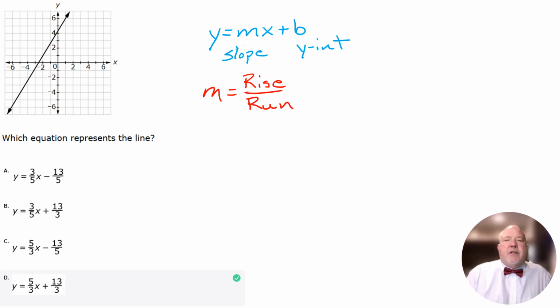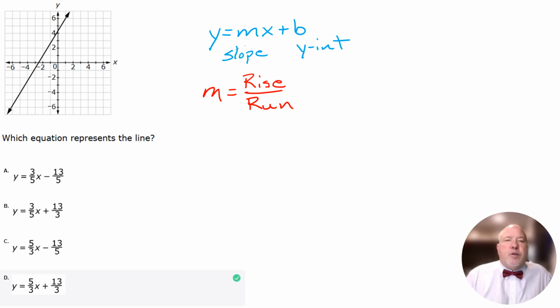So I'm going to show you how to do that if you've forgotten. First of all, this is an increasing function. It's rising as you go from left to right. So this is a positive slope. So I know the slope is positive, and if I look at all the answers, yes, they all have positive slopes. So how are we going to calculate this rise over run?